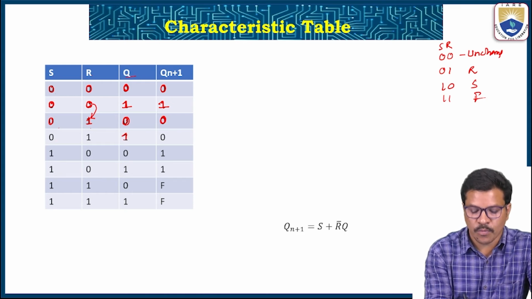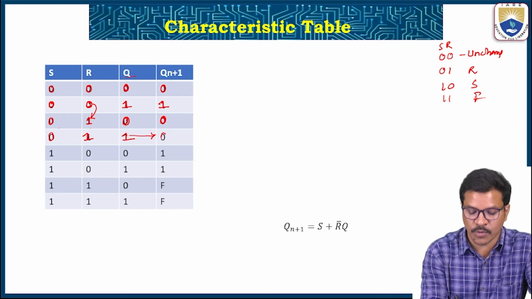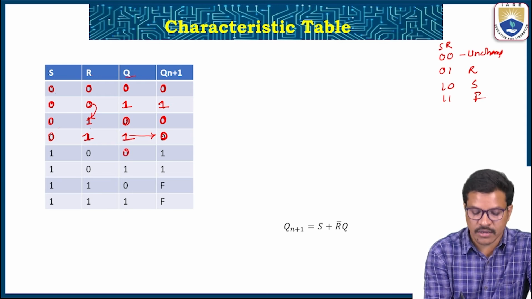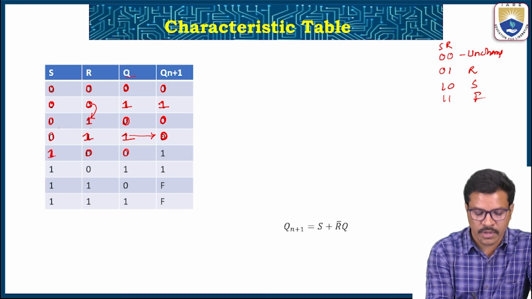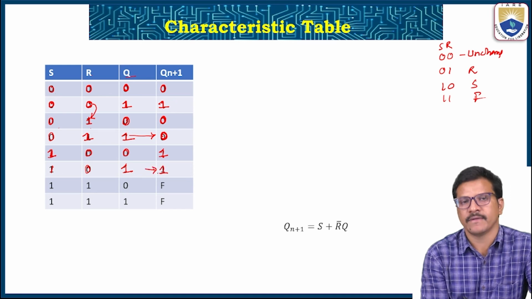Suppose our present output is 1, but I am giving the 0 1 case. The output is reset, so this 1 will change to 0 because the output changes to reset mode. Initially, with present output 0, I am applying 1 0, set, which will make the output set. Suppose initially the output is 1, I am applying 1 0, again it will be set, 1 to 1.